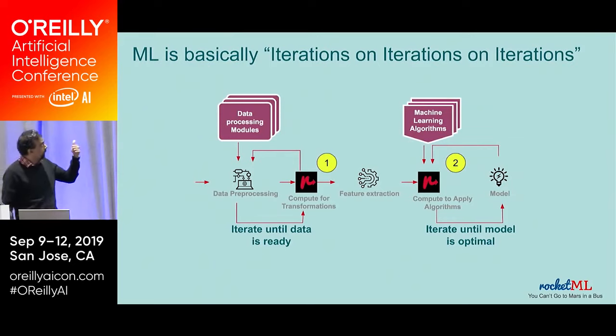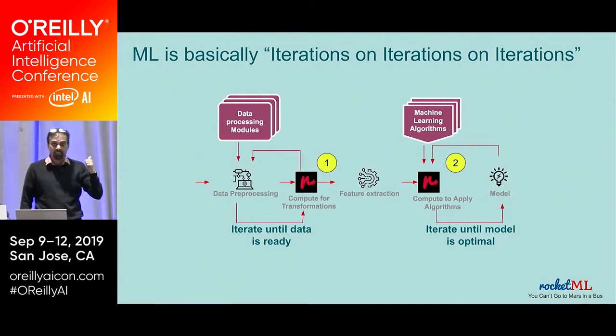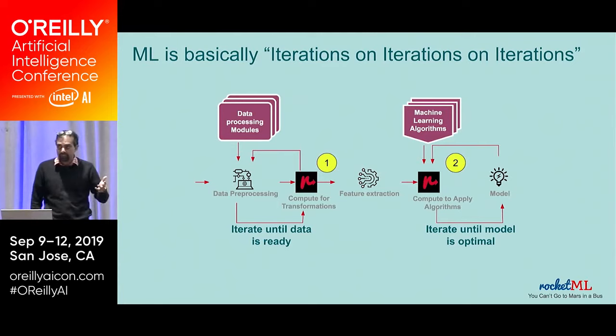And the second point I want to make is that machine learning is basically iteration on iteration on iteration. So a data scientist has to run dozens, if not hundreds, of iterations to get to an optimum solution. Whether it is in the pre-processing phase or in the training phase, it's an iterative process, and that's where the speed and scalability factors come into the picture.